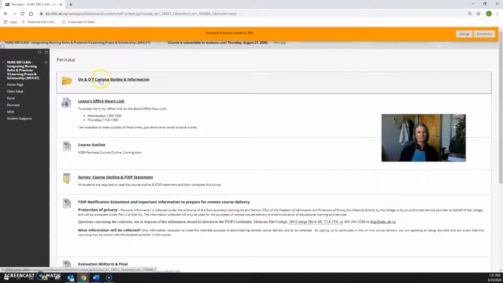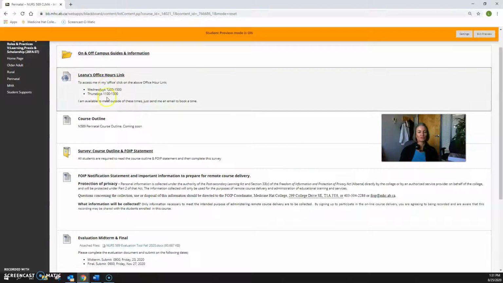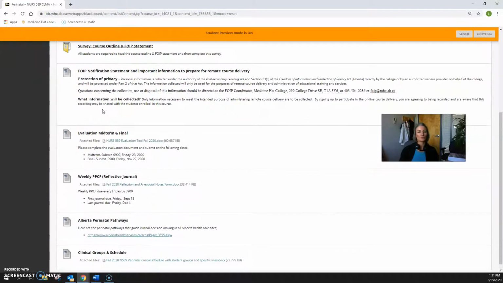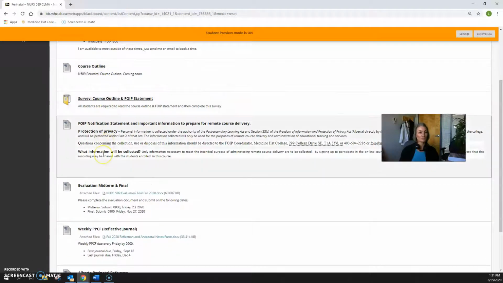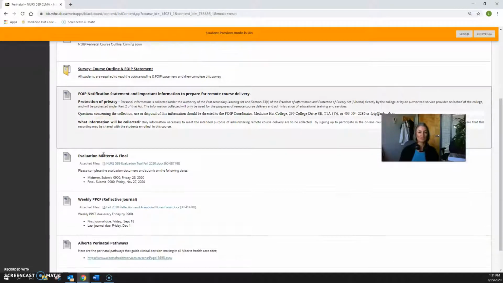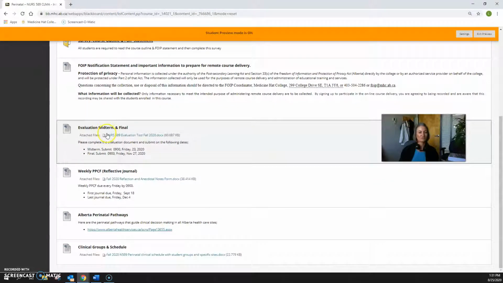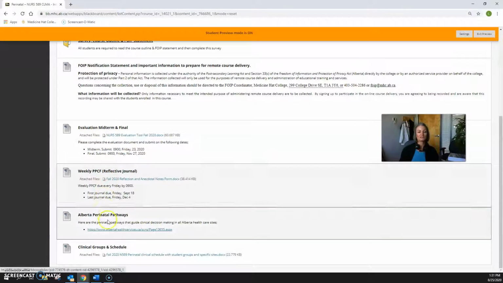Our on and off campus guides, we can certainly look at that later, and you'll have time to go through and look at everything. We'll go over the course outline and all this information on the first day, which is September 8th. Our midterm and final evaluations are no different than what you've done in the past, as well as your weekly journal. We still continue with that.